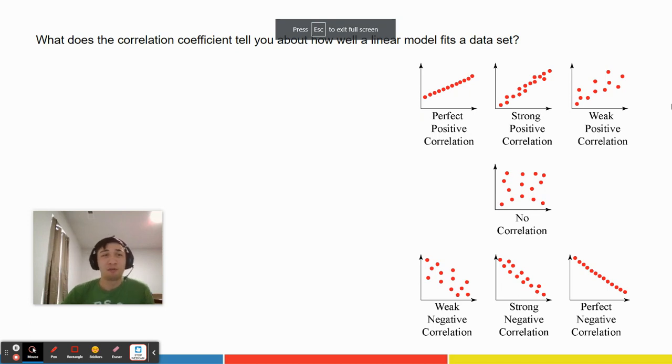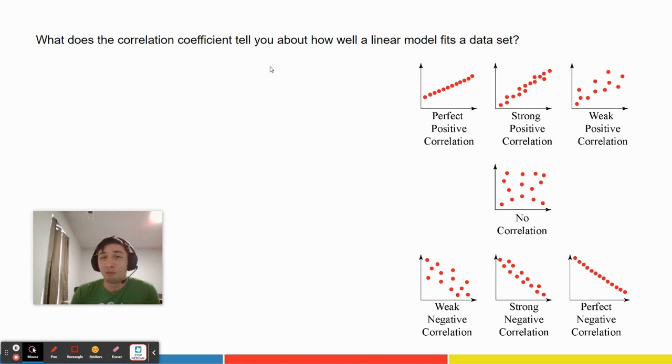Okay, so we're going to talk about correlation coefficients and just what they tell you about how well a linear model fits a data set. What you see on the right side are just examples of positive correlation, negative correlation, and no correlation. Right here, this is a correlation coefficient of +1. Right here, we have a negative correlation, and it's perfect, so it's -1.